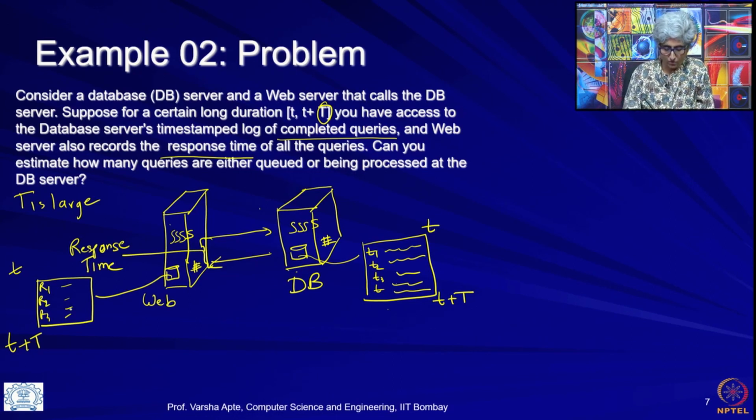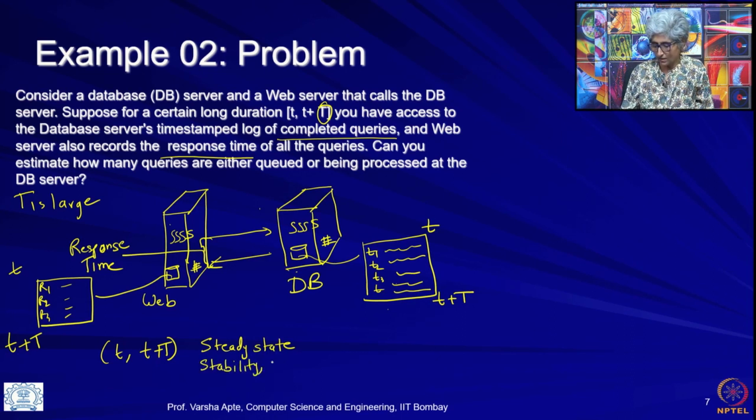Okay. So, in this duration t to t plus T, which is given to be long, we assume it to be long so that we can assume steady state, okay, and we will have to assume stability and we will have to assume the scheduling policy at the DB server is consistent with Little's law assumptions.